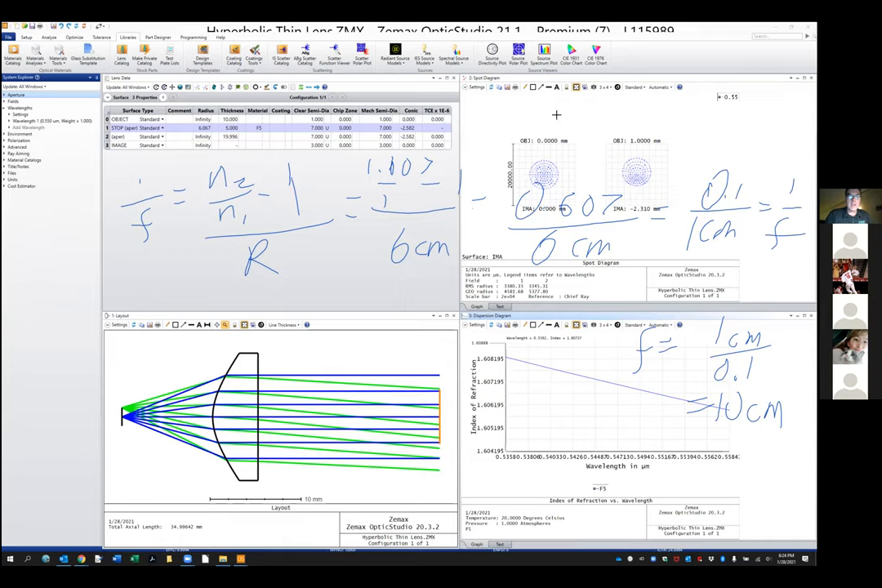Which parameter is going to tell us whether or not our object is 10 centimeters away from the lens surface? What parameter? Where are we going to look in this file? Any guesses? What parameter tells us the distance from here to there? By the way, ZMAX also has its own annotation tools. It's the thickness between the object and the first surface, I think. And sure enough, that is 10 centimeters.